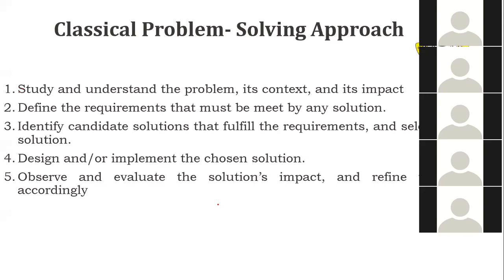Here we have a classical problem-solving approach. This is essentially what all these methodologies focus on. They all have these four parts or four stages as part of the methodology, and you'll see it in the literature I'll give you on design science. One, you start by studying the problem and its context. You start by understanding the problem, its context, and its impact. Yeah?